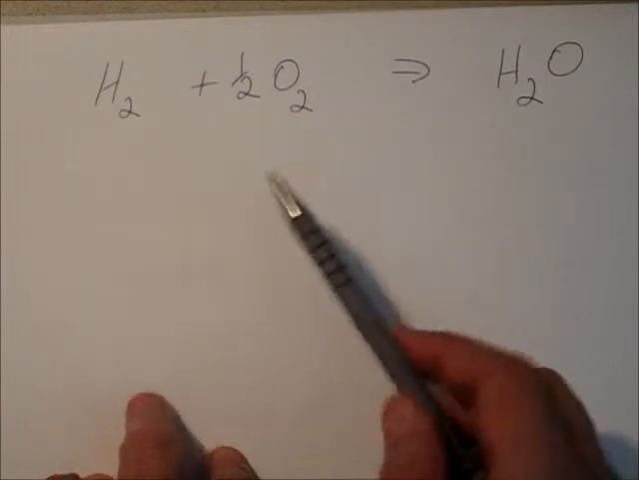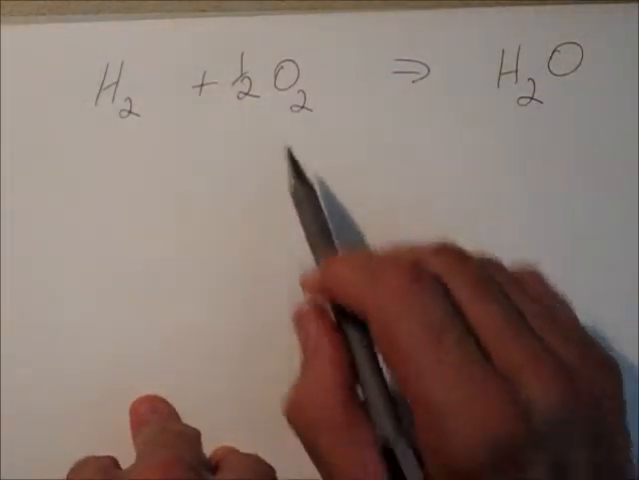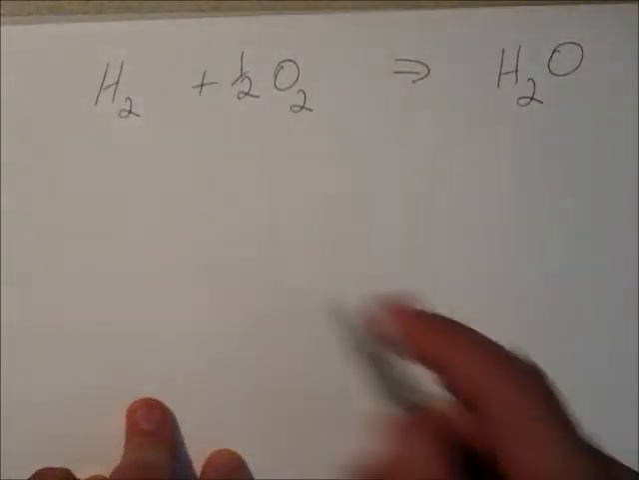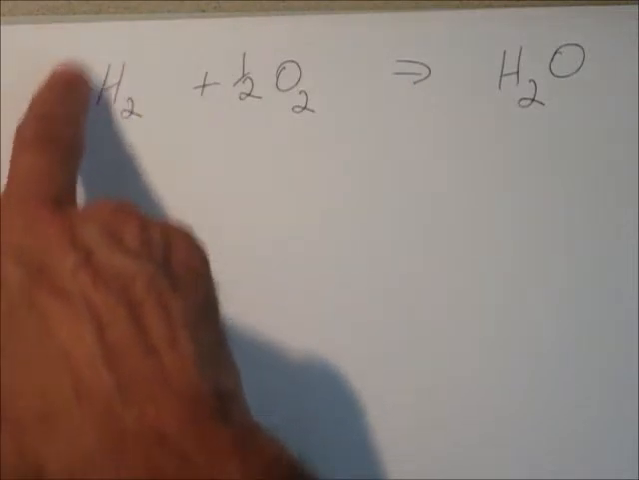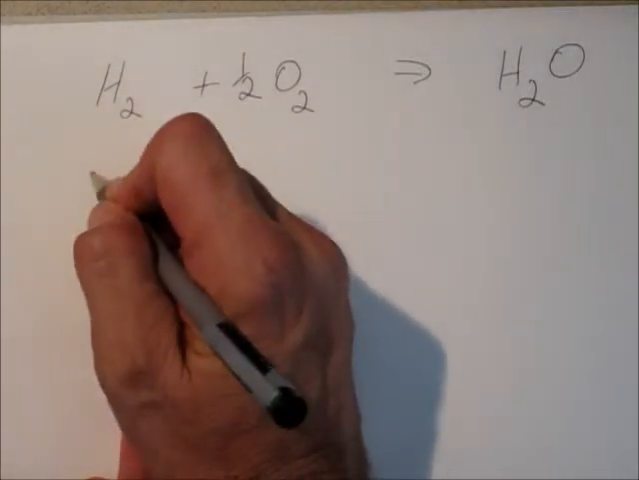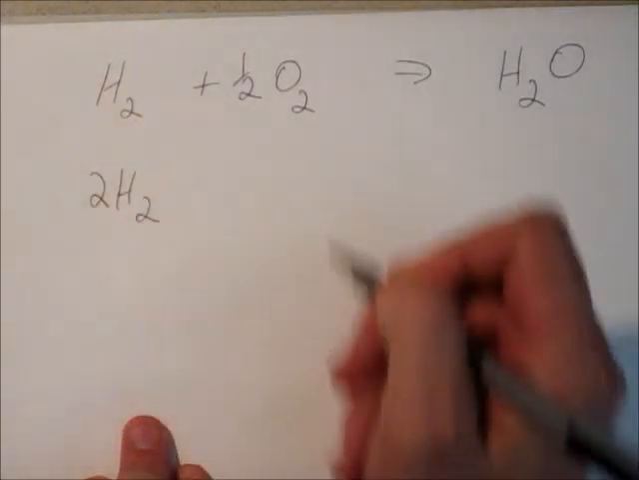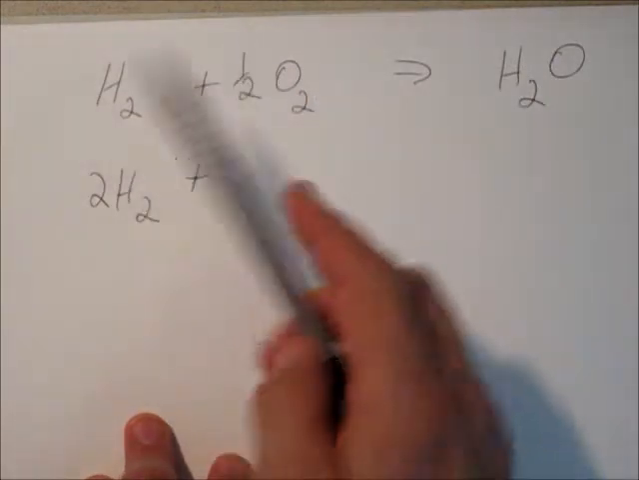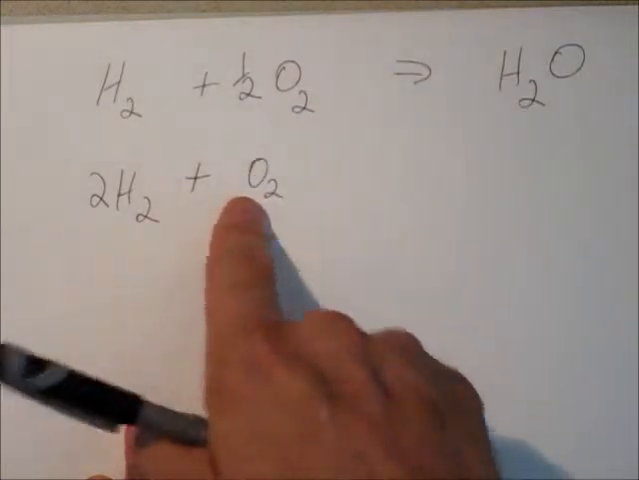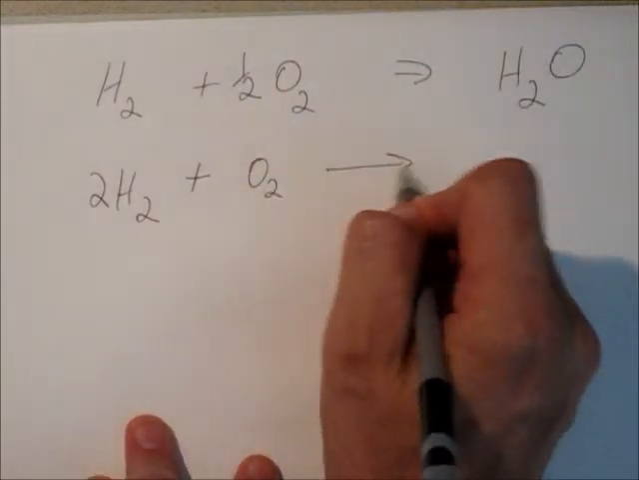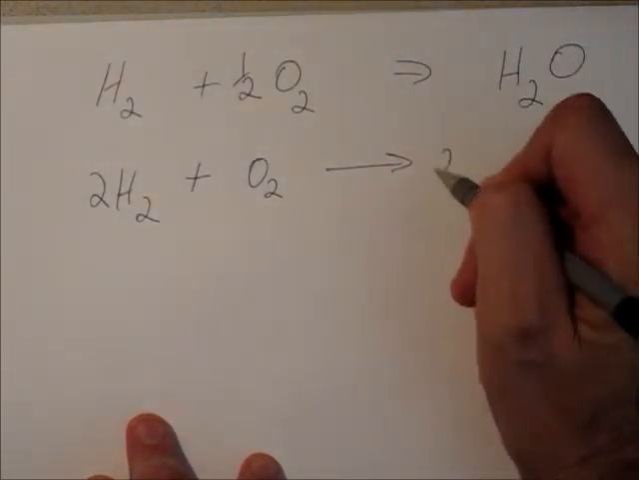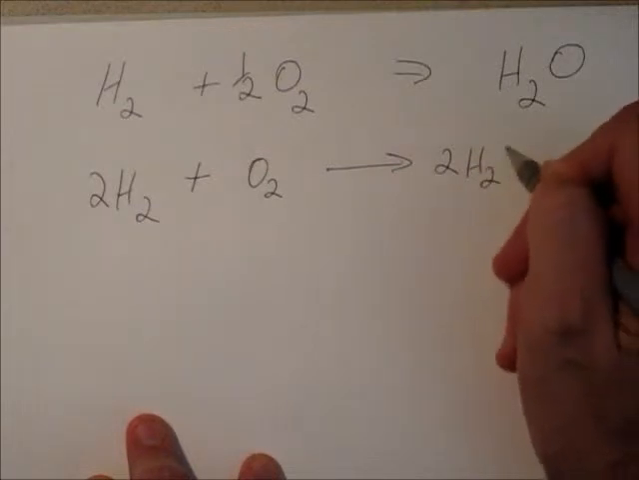To do that, it's just a case of looking at whatever the denominator is. In this case it's 2, and you multiply the whole equation through by 2. Tacitly written here, of course, is a 1, so this is 2 times 1 is 2. So I can write this as 2H2 plus, now 2 times a half is 1, so I can write that as O2. Tacitly there's a 1 there, of course. And I've got to multiply the whole equation through by 2, so I've got to put a 2 in front of the water as well.